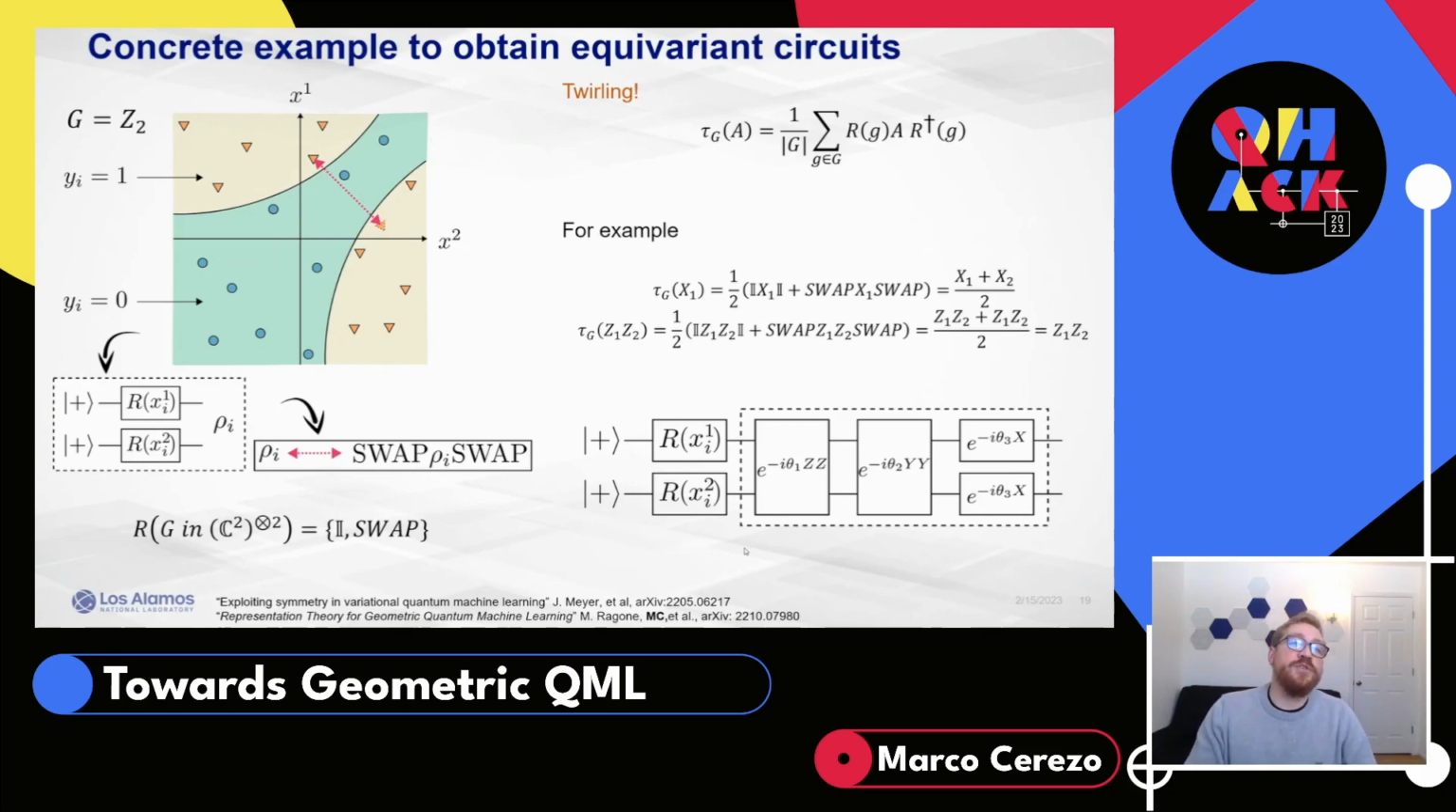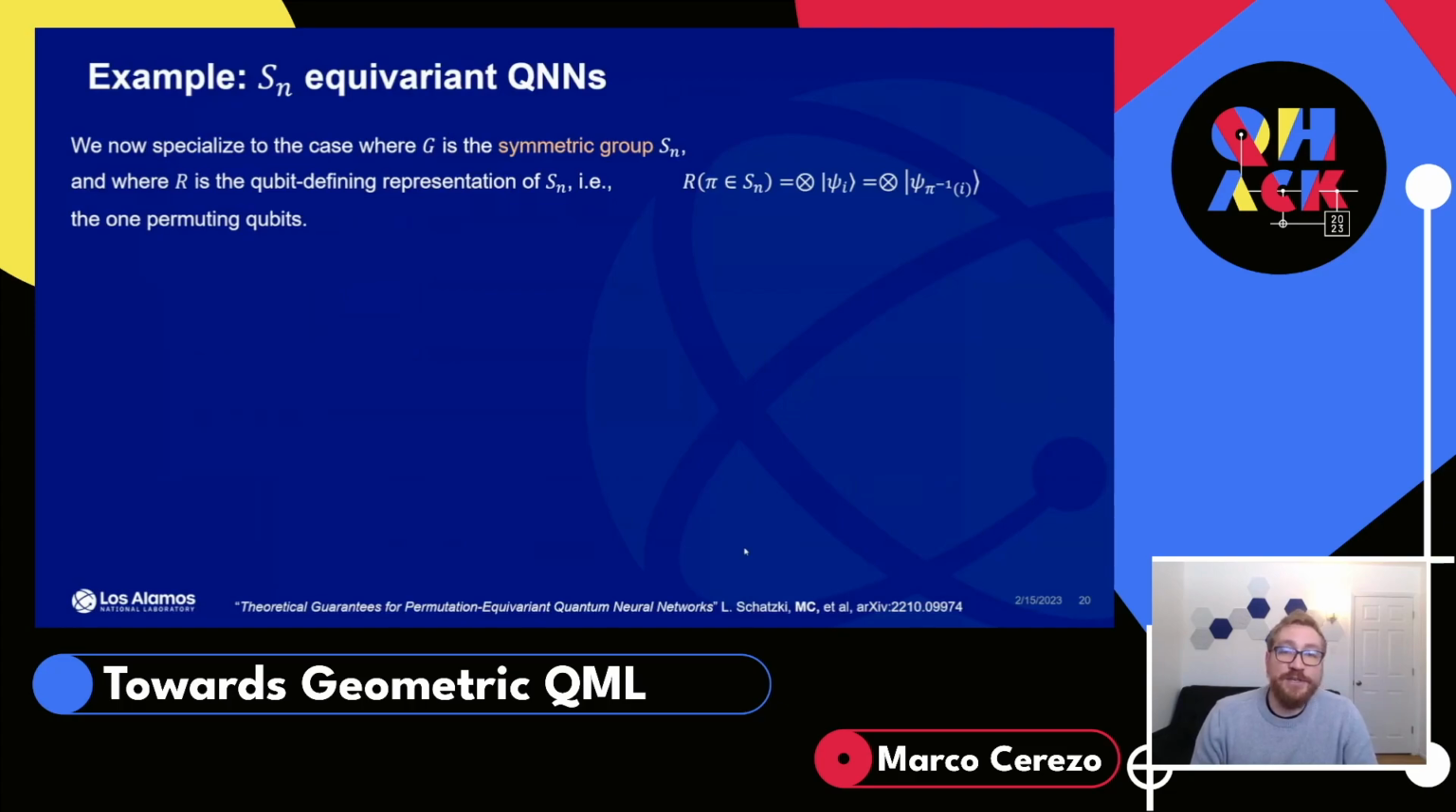So let's go to some more concrete examples and show the power of geometric quantum machine learning. Let me just consider the problem where my symmetry group is going to be the symmetric group, which is just the group of n elements and all the different permutations, right? I give you an abstract group, I need to give a representation. The representation is just permuting qubits. I have n qubits, and the symmetry group is, I'm just going to permute them. And I want my model to be invariant under qubit permutations.